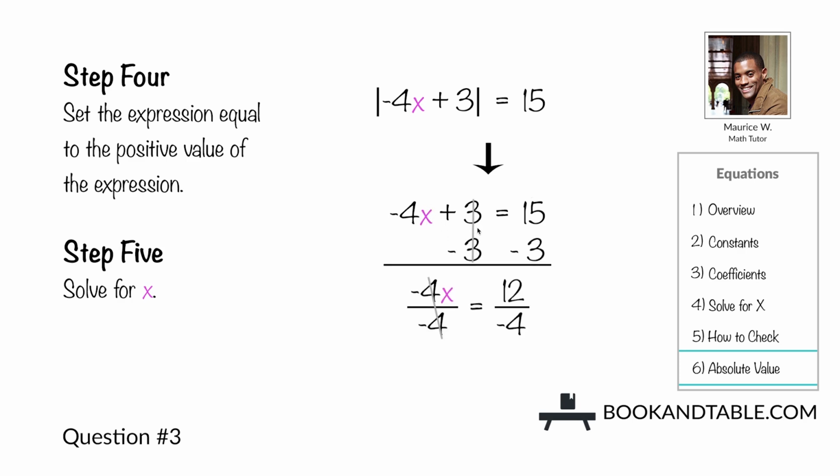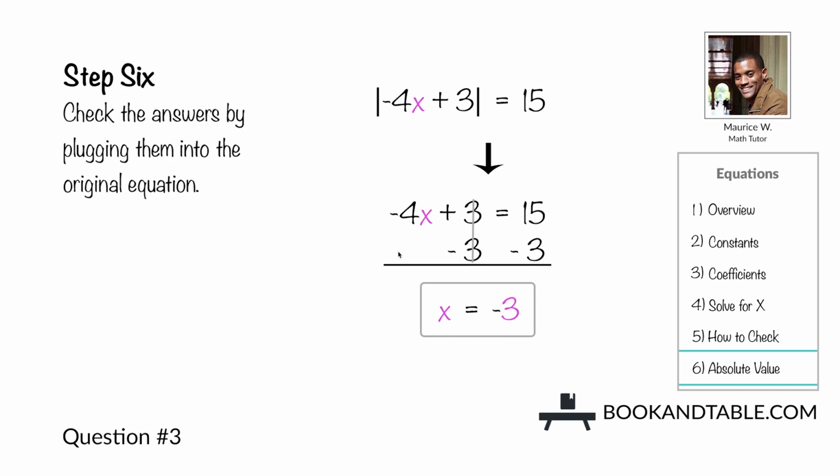Remove the constant, +3, by subtracting 3 from both sides, leaving you with -4x on the left side, and 15 minus 3, which is 12 on the right side. And then lastly, you negate the coefficient, -4, by dividing both sides by -4. So you wind up with x is equal to 12 divided by -4, which is equivalent to x is equal to -3. And we can check both of these answers by plugging them into the original equation.